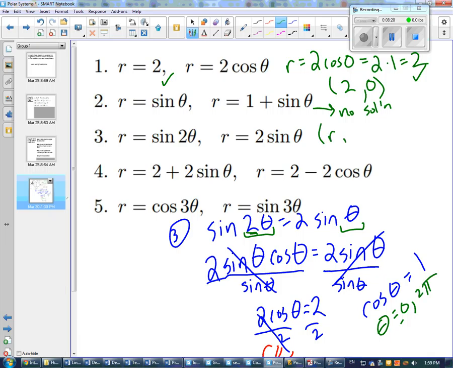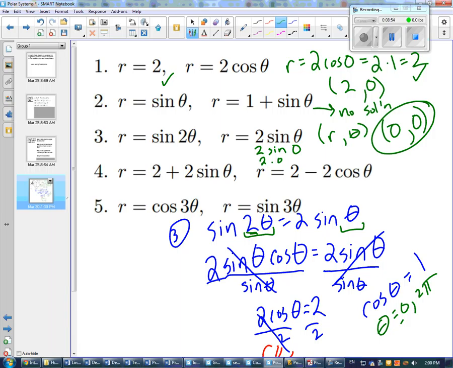Remember, your answers are r, theta. So we know that the theta value is 0. 0 and 2 pi are the same angles. And then we need the r. So to find the r, you just have to put theta into one of the equations. So let's say I put in this one right here. Okay, so the sine of 0 is 0. So 2 times 0 is 0. So the intersection is at 0, 0.